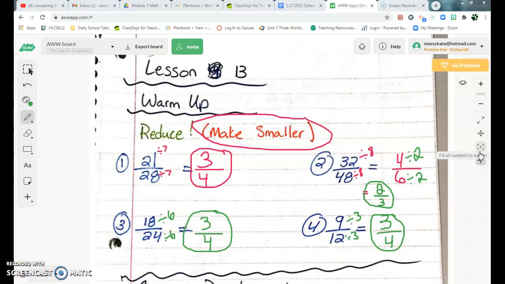So as you guys are working through those, just know that it's going to take some practice, but on your test, I expect to see answers in the reduced smallest form, okay?